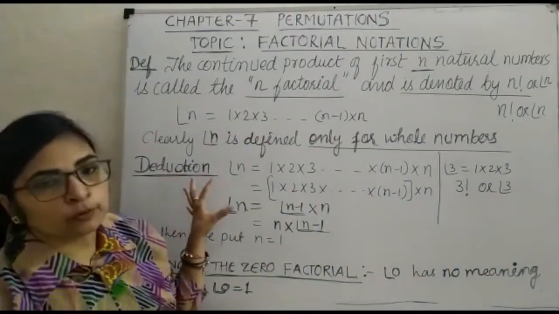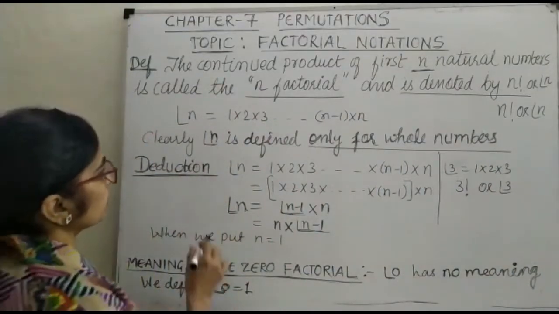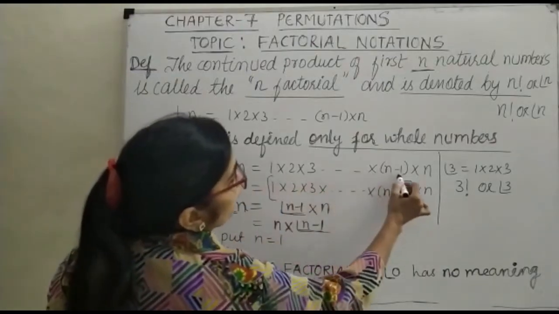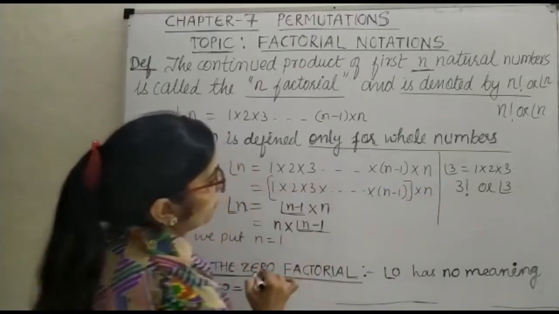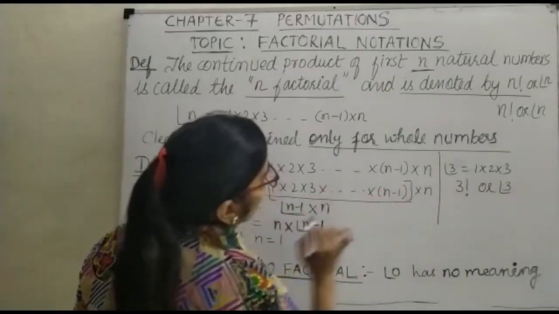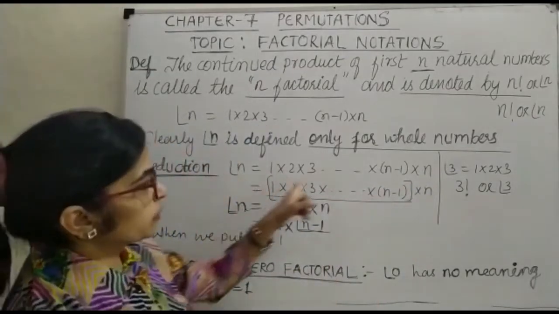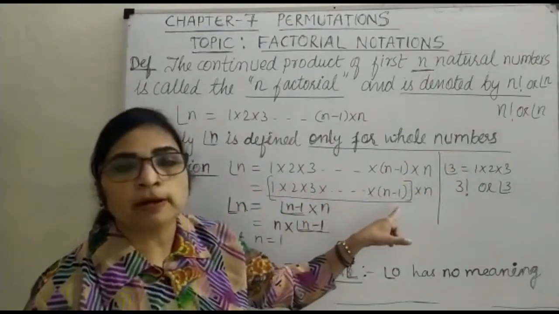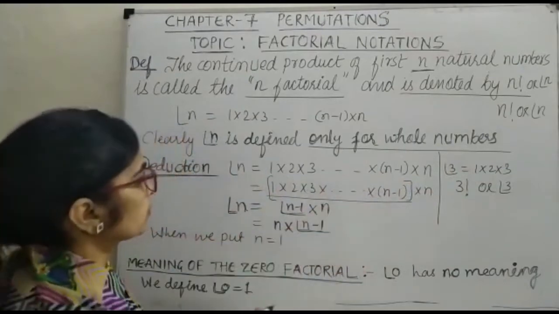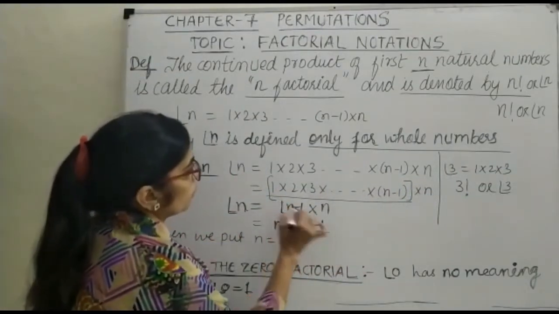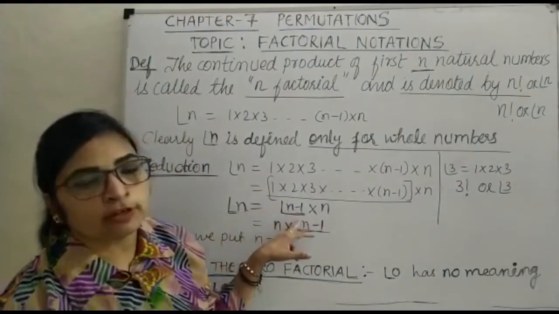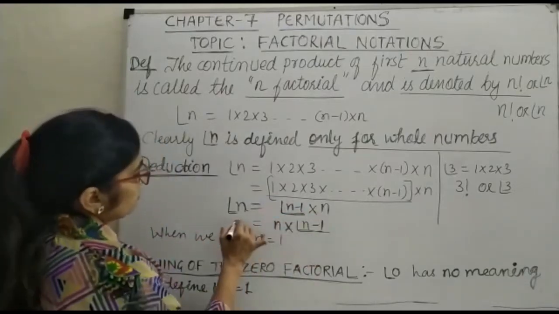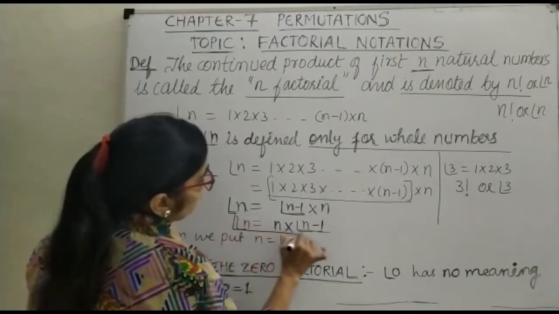Now deduction, we are going to deduce one formula. You can see here n factorial is written as 1 into 2 into 3 till n minus 1 into n. Here we have taken n outside, and the terms in the bracket are up to n minus 1. So this can be written as n minus 1 factorial into n. Now this is the formula which can be used.